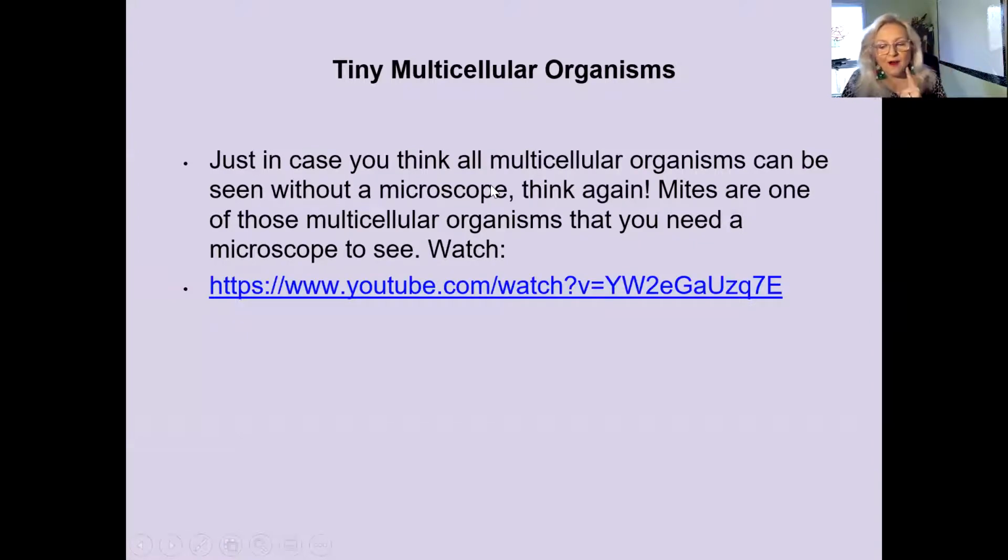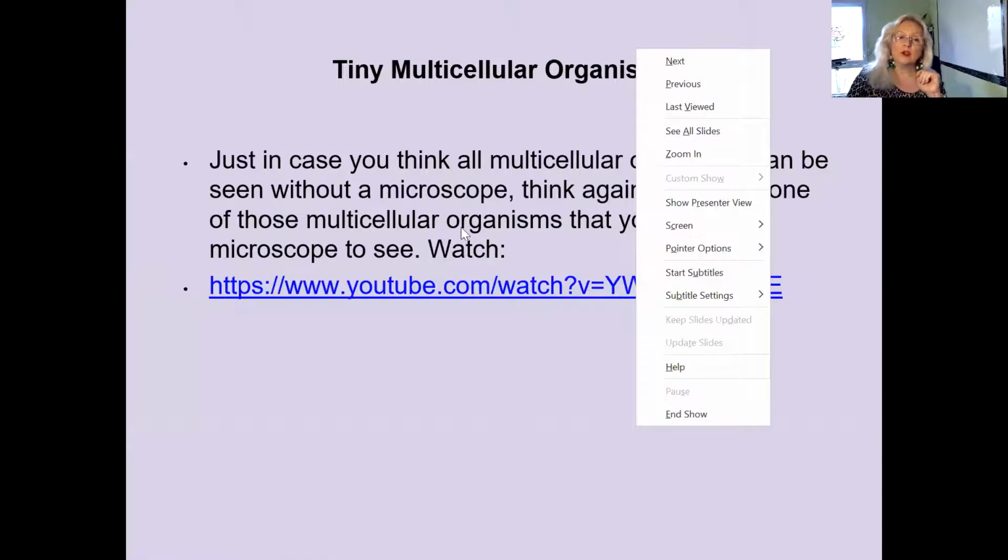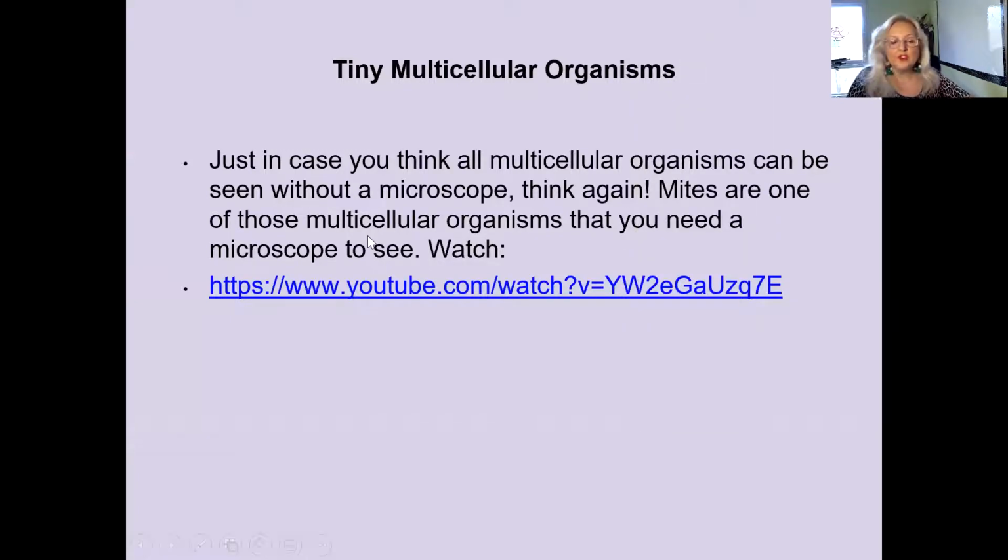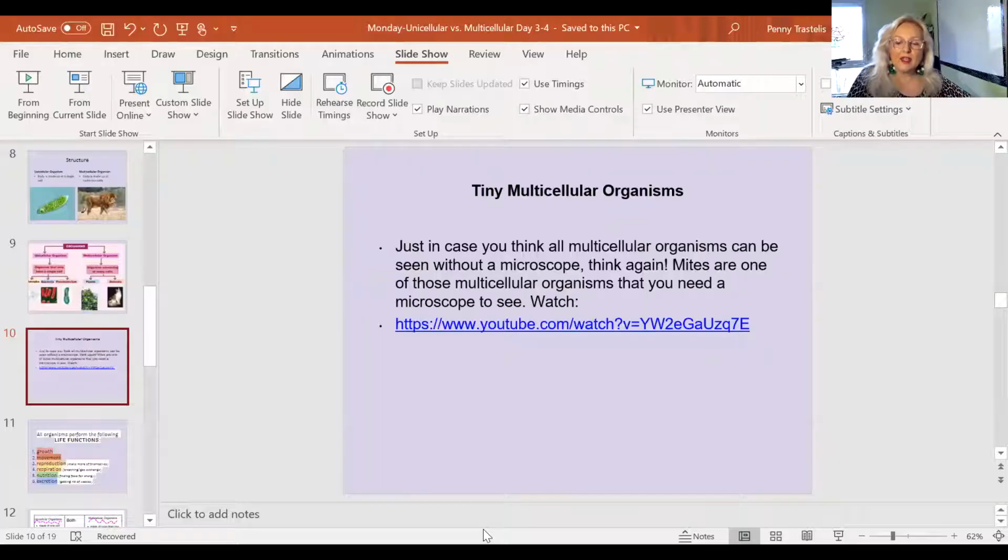Now, there are also tiny multicellular organisms that you cannot see, that you would have to see under the microscope. They're still multicellular. That means they have more than one cell. And mites are one of those. So what I'm going to do is I'm going to exit this show so that I can actually show you. Let me stop sharing for a second. And I'm going to show you a video of a lovely organism called a face mite.